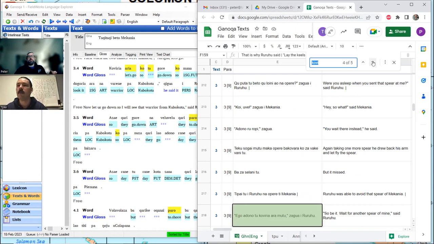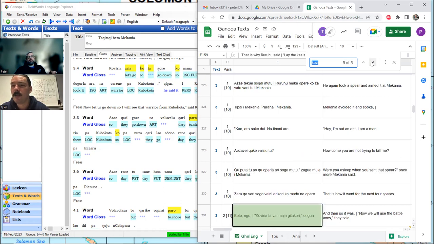Not yet. Kovi. Ego andono to Koviria Arab. Wait for another spear of mine. Andono is probably, wait, and 2 is our kind of aspectual marker. We've been calling it perfect, but it might not be. Or there's a homophone here. Another spear of mine. 2 is likely heavily repeated. It has other meanings, probably.